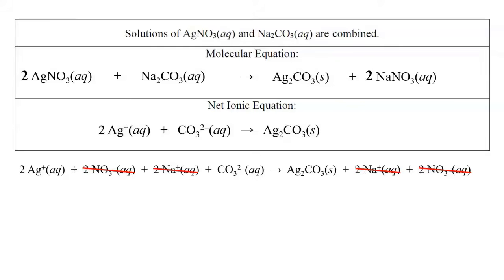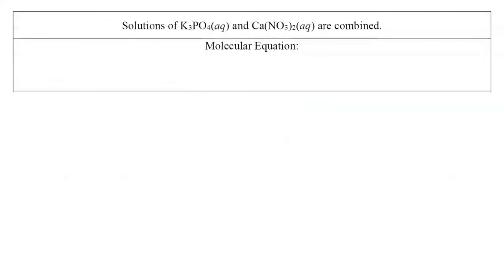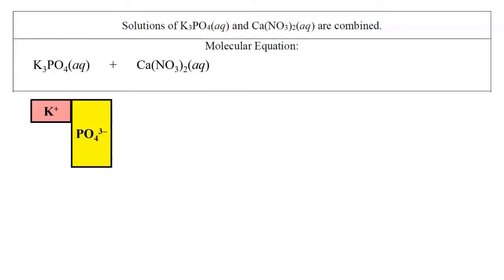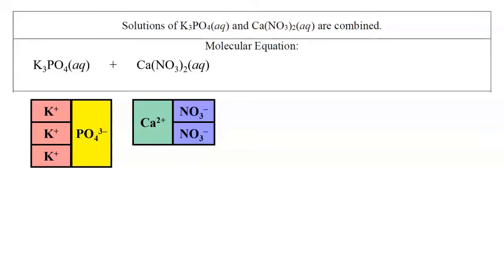Okay, here's our next precipitation reaction. We have a solution of potassium phosphate, K3PO4, and a solution of calcium nitrate, Ca(NO3)2. When these combine together, they're going to make a precipitate. The formula for potassium phosphate contains 3 potassium ions for every 1 phosphate ion. Phosphate is PO4, 3 minus. And then calcium nitrate contains 1 calcium ion, which is 2 plus, and 2 nitrate ions, NO3 minus.